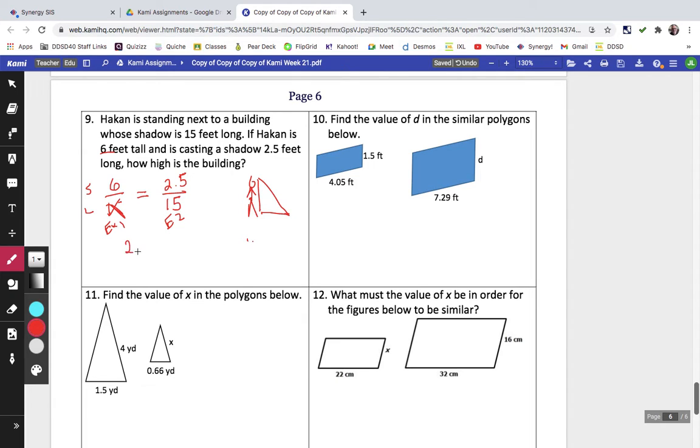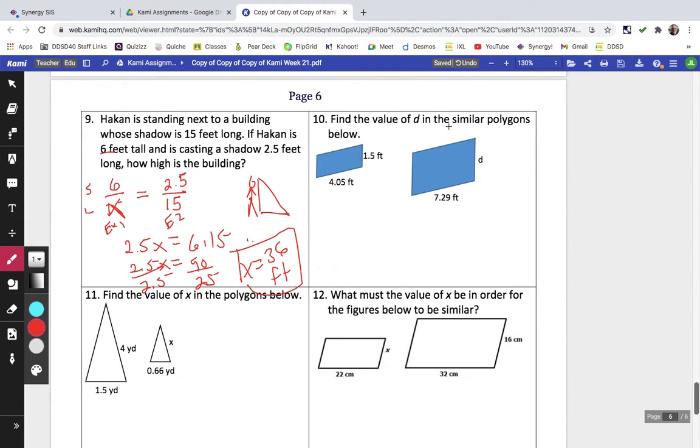Okay, so 2.5 times x equals 6 times 15. 2.5x equals 90. Divided by 2.5, 90 divided by 2.5 equals 36. X equals 36. The building is 36 feet tall.